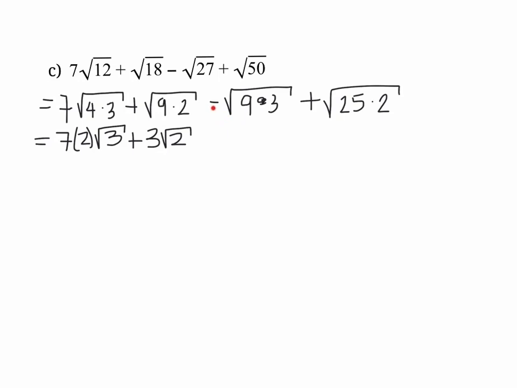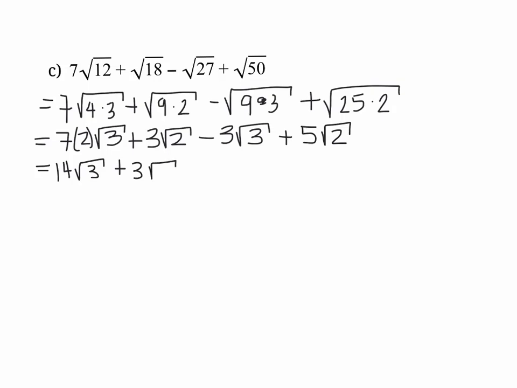How about the next guy? I got negative, again, root 9. Root 9 is just 3, and then times the root of 3. And then plus, what is the root of 25? It's just 5. So we got plus 5, then times the root of 2. Okay, anything beautiful happening here? Let's simplify this 14 here. So we got 14 root 3 plus 3 root 2 minus 3 root 3 plus 5 root 2.